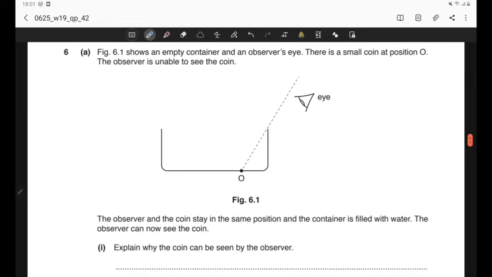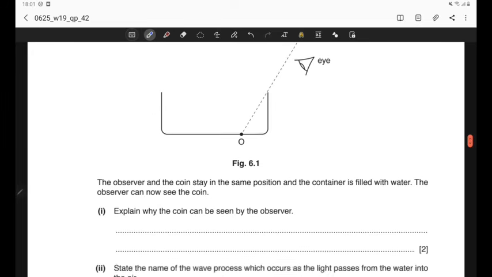Question 6. Part A. Figure 6.1 shows an empty container and an observer's eye. There is a small coin at position O. The observer is unable to see the coin. The observer and the coin stay in the same position and the container is filled with water. The observer can now see the coin. Part 1. Explain why the coin can be seen by the observer.